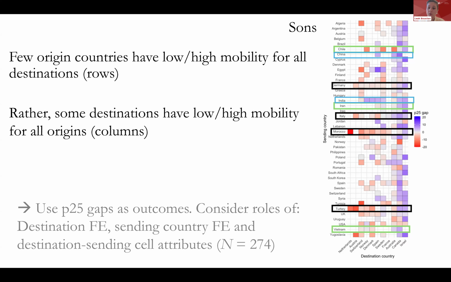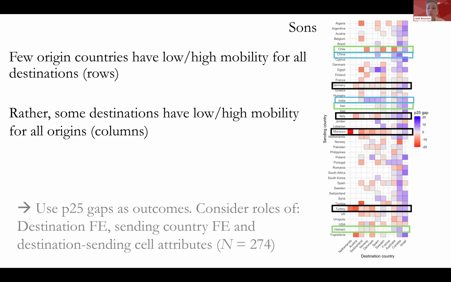So on average, what are the education levels of Turkish immigrants to Canada versus Turkish immigrants to Austria? In general, what is the distance between those two country pairs? What are the linguistic differences between those country pairs? And we don't see that these matter very much.